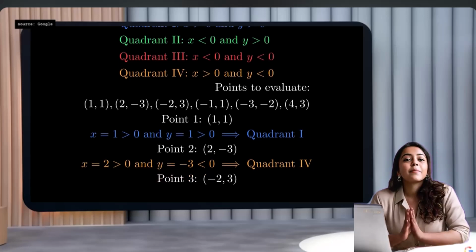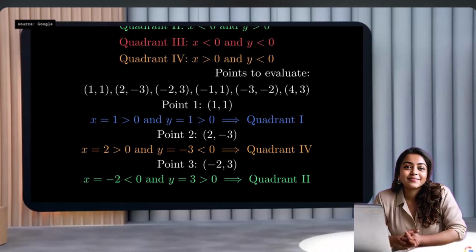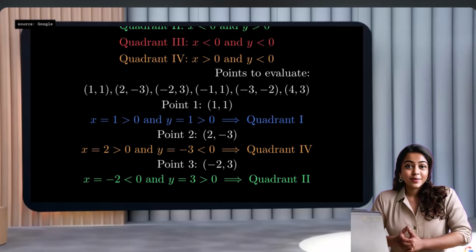Next, we have the point (-1, 1). Here's where (-1, 1) is located on our coordinate plane. Since x equals -1, which is less than 0, and y equals 1, which is greater than 0, this point also lies in quadrant 2.